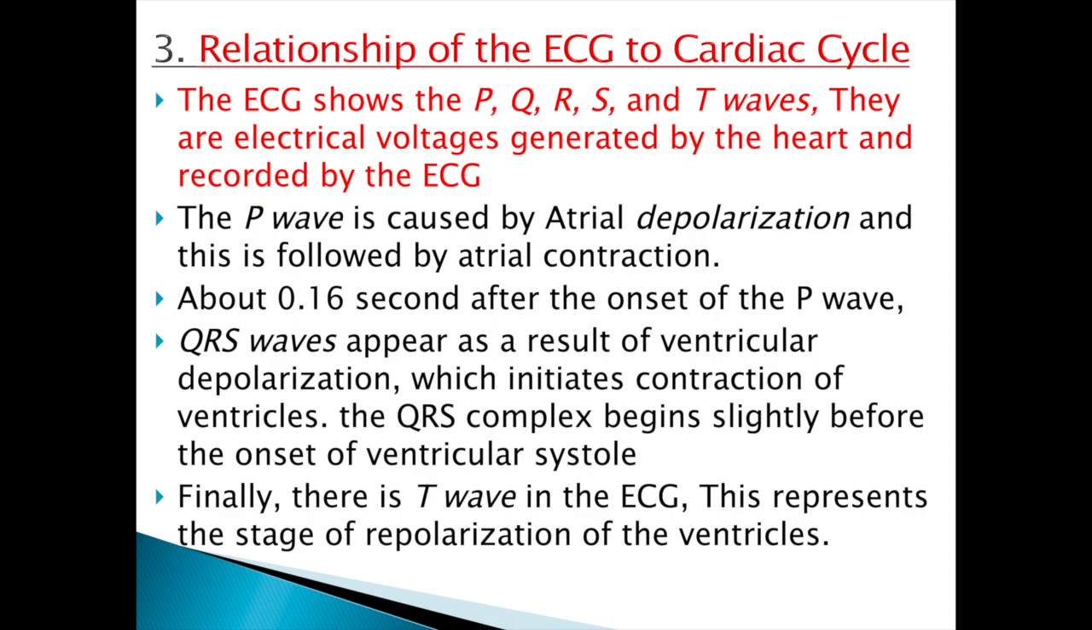When the ventricle contracts, the QRS wave appears. The QRS wave appears in the ECG, then the ventricle starts contracting. The QRS complex appears slightly before the contraction because this is electrical current. The contraction starts after the current is passed to the ventricle. Finally, there is a T wave in the ECG. This represents the stage of repolarization of the ventricle.